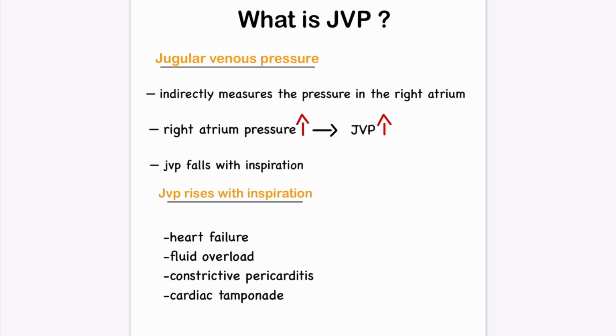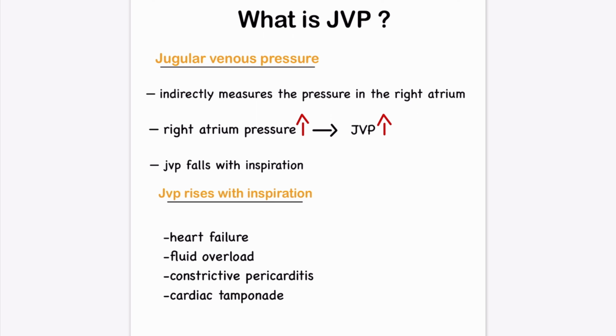Jugular venous pressure. Jugular venous pressure indirectly measures the pressure in the right atrium, so that when the right atrium pressure increases, the JVP also increases. Normally, physiologically, JVP falls with inspiration. This is because during inspiration, the intrathoracic pressure decreases so that the heart has more space to relax. So the right atrium pressure decreases, so the JVP also decreases.